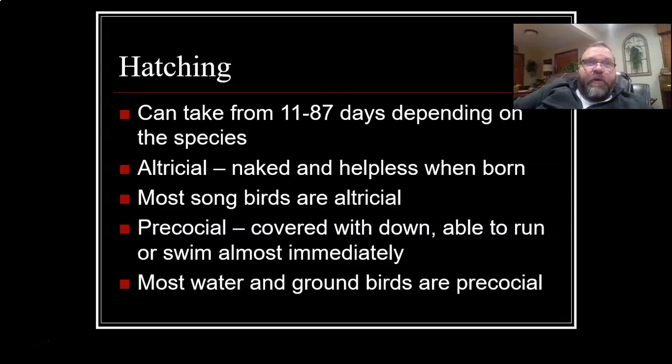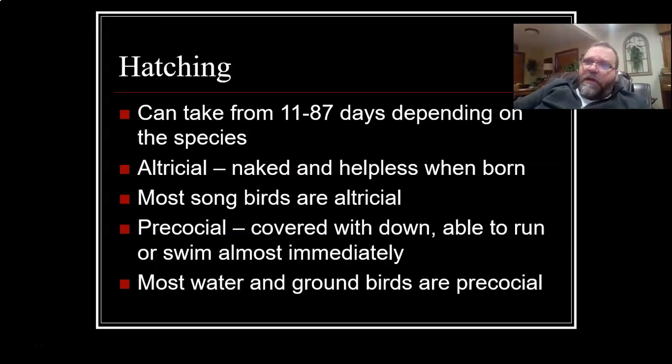Hatching. Hatching can take anywhere from 11 to 87 days, depending on the species. Birds are either of 2 kinds. They're either altricial. Altricial means naked and helpless when born. Those are the birds that have their mouths open saying, feed me, take care of me, I can't do anything. Most songbirds are altricial. The opposite of altricial is precocial. Precocial means that they're already covered with down and they're able to run or swim almost immediately. So precocial means they can feed themselves, they can follow mom, they're all ready to go. Most water and ground birds are precocial.